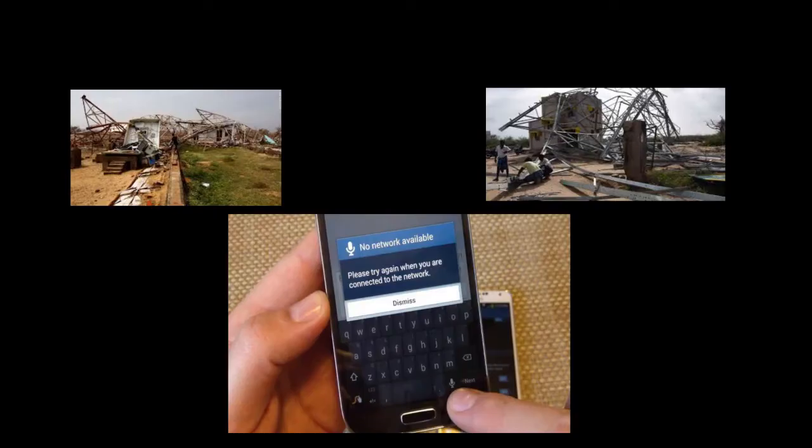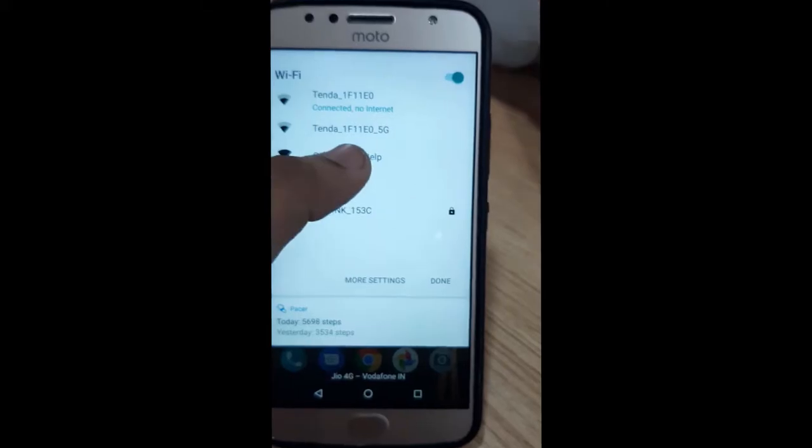Also, every time a region is struck by a natural calamity, the first thing that goes down is the cellular services, and the people struck there are unable to contact anyone. Our drones will fly in matrix and find a suitable highland to land. From there, they will create a Wi-Fi hotspot.